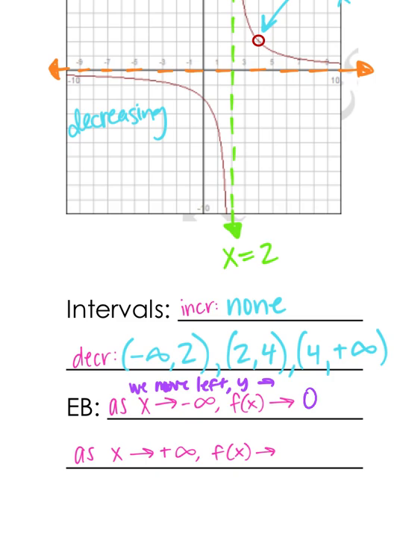The same thing will be true on the right. So as x approaches positive infinity, or as we move right, y goes to, and it's going to again go towards my horizontal asymptote.